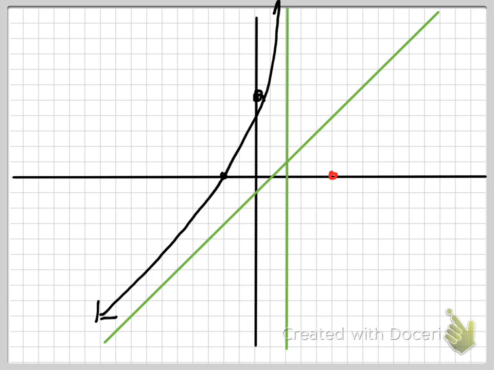To graph the other side of the asymptote, we plot points which will be 2, -3, which will be a point over here. 4, and there will be another graph over here. Yay! Okay.